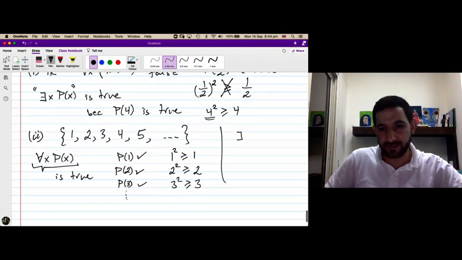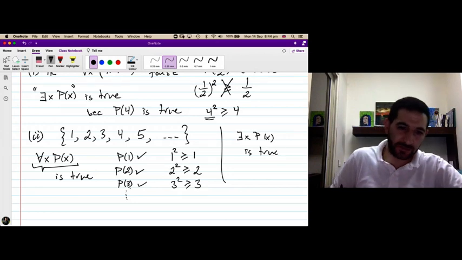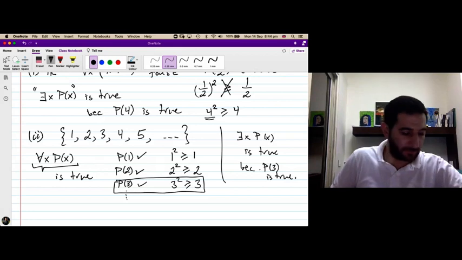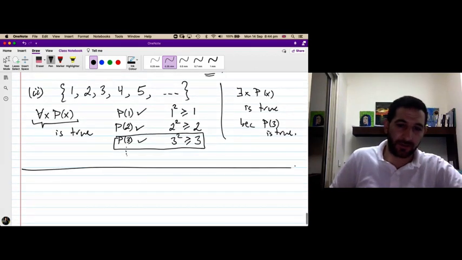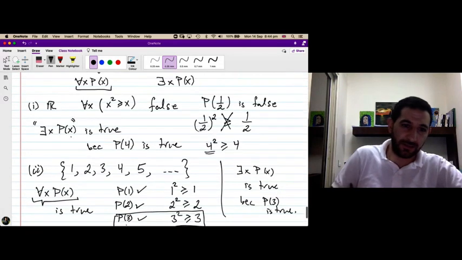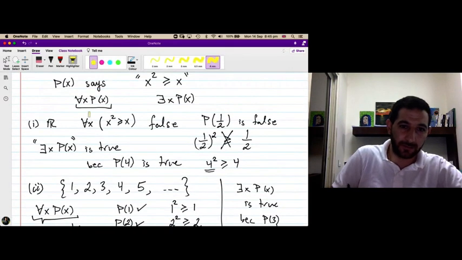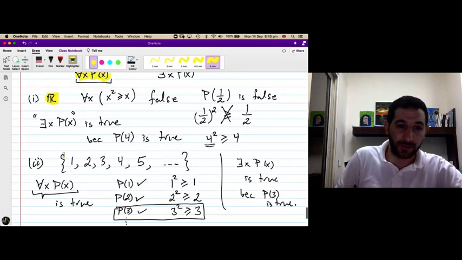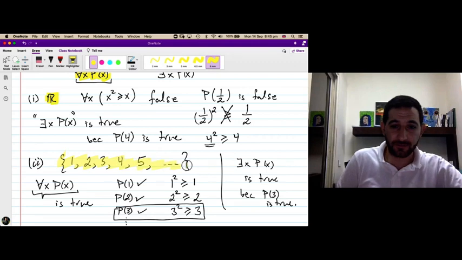Of course, there exists x, P of x is also true here because 3 has property P, for example. Because there is an element with property P. So you see here, the statement for all x, P of x is false when the domain is the real numbers, but it is true when the domain is positive integers.